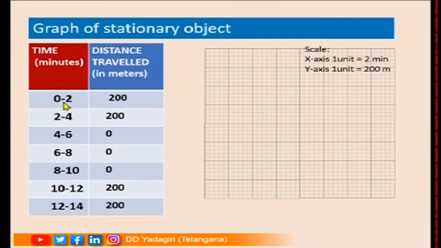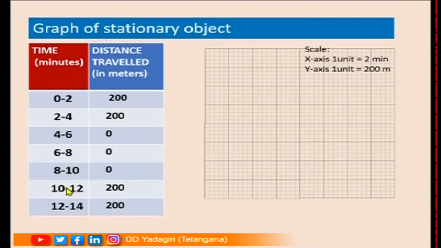For the first 2 minutes the object covers 200 meters, and in the next 2 minutes the object covers again 200 meters. But you can observe here in the third 2 minutes, that is from the 4th minute to the 6th minute, it covered 0 distance. It means what? The object is at rest. The object is in a stationary state. In the next 2 minutes also, it covered a distance of 0. It means it is at rest only. In the next also, it does not move.